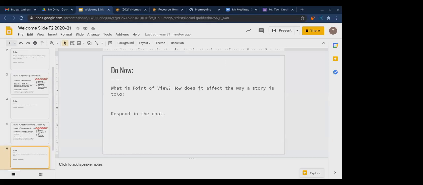All right, we have a few in there now. Thank you. So Nakai said how someone views the story, and I said how someone sees the story. Both are similar, both also correct. Point of view is literally the viewpoint of somebody who's telling you the story. So to our second part of that question, how can different points of view affect how a story is told? Any thoughts on that?